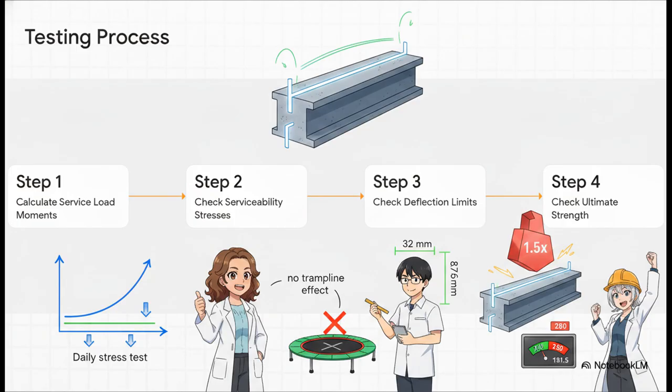Step 3 checks our short-term deflection. At a calculated 7.76 millimeters, it is well under the strict 32 millimeter limit, meaning no trampoline effect here. And finally, step 4 throws that big 1.5 ultimate load factor at it. The factored moment comes out to 181.5, which is safely below the beam's total capacity of 280. So this structure, it's perfectly safe and highly functional.